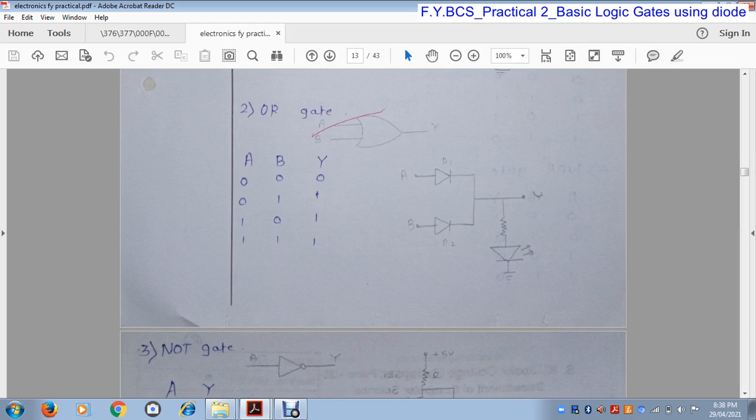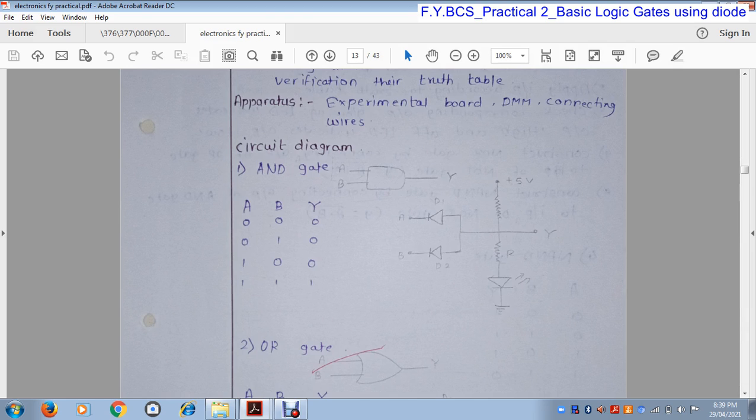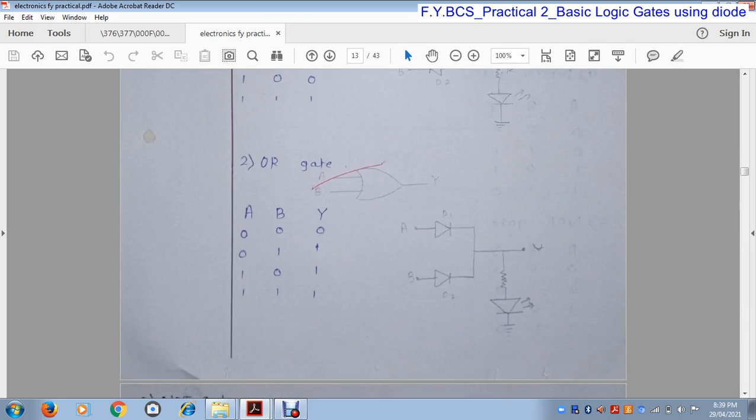Now this is the logical diagram of the OR gate. In the AND gate we provided the inputs A and B at the cathode terminal, but in the OR gate we provide the A and B inputs at the anode terminal. This LED represents the output. When the LED is off, output is 0, and when the LED blinks, the output is 1.